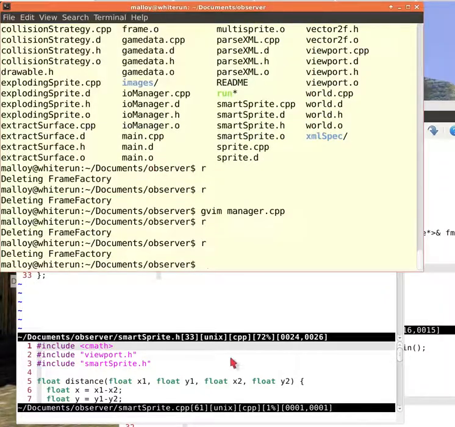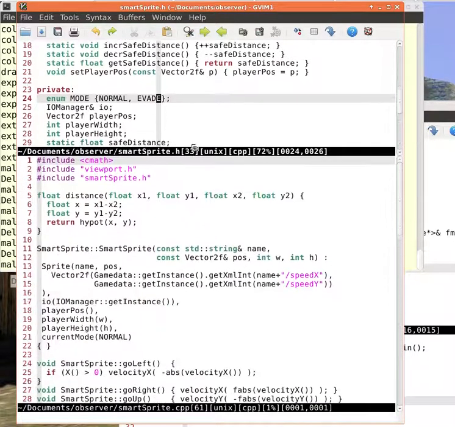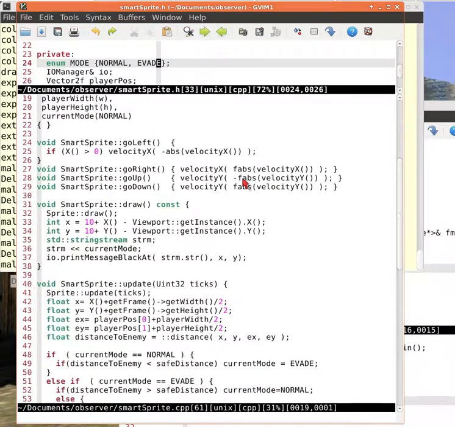Anyway, you get the idea. So let's come back here. Okay, so a smart sprite has two modes, normal mode and evade mode. And that's about it. Really, all that a smart sprite does is check for all that. So let's look down here at the update function.